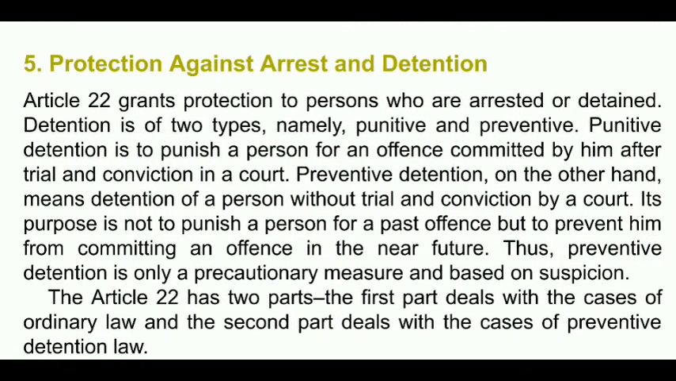Now, the fifth one, protection against arrest and detention. Article 22 grants protection to persons who are arrested or detained. Detention is of two types, namely punitive and preventive. Punitive detention is to punish a person for an offence committed by him after trial and conviction in a court. Preventive detention, on the other hand, means detention of a person without trial and conviction by a court. Its purpose is not to punish a person for a past offence but to prevent him from committing an offence in the near future. Thus, preventive detention is only a precautionary measure and based on suspicion.